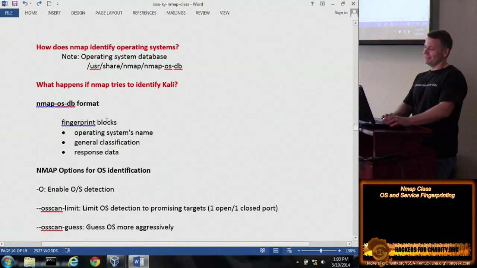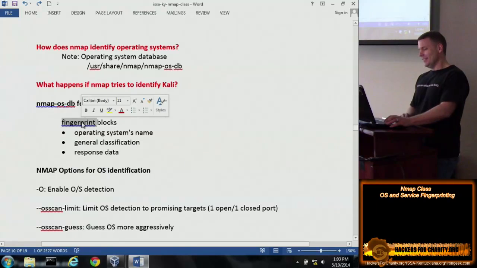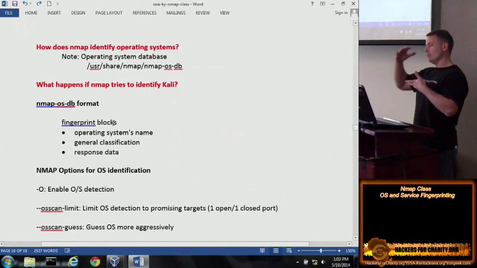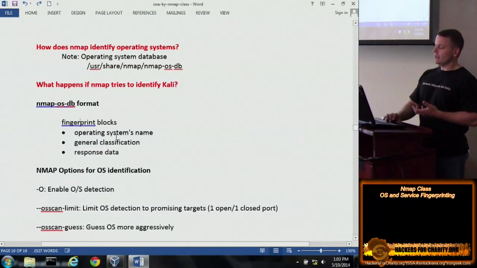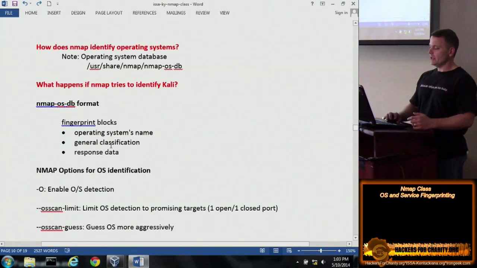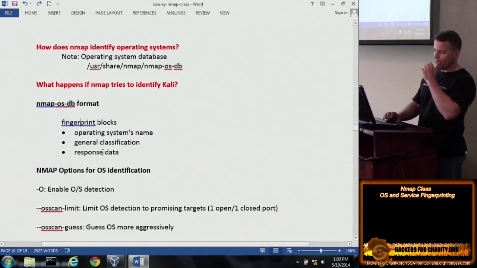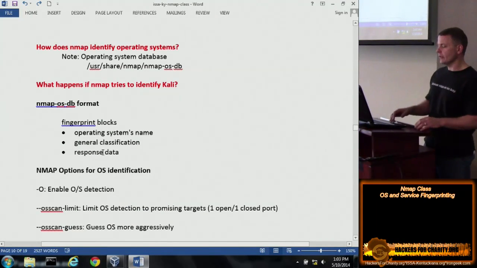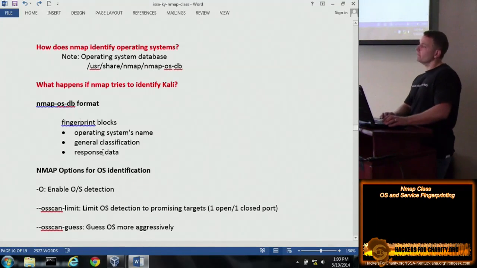So, the basic format of that file is that you have those fingerprint blocks that we were looking at, and they start with the operating system's name. We saw a couple different operating systems, and then there's a general class, the category that the block represents, and then the response data that it's trying to match. The response data is effectively the fingerprint data, the match data.